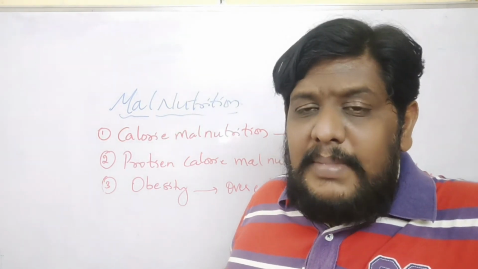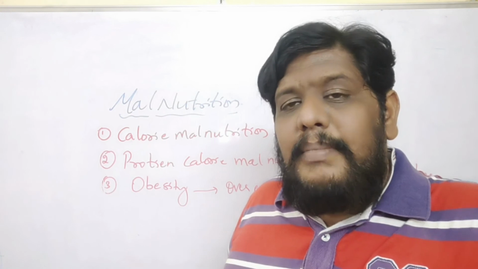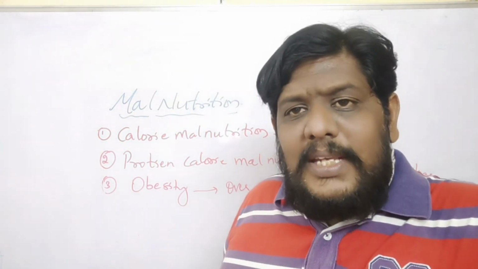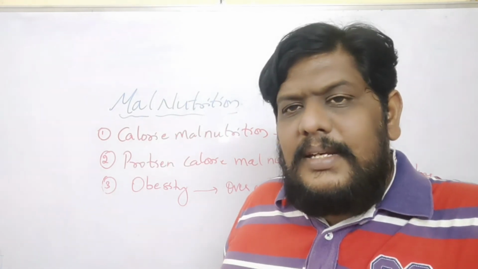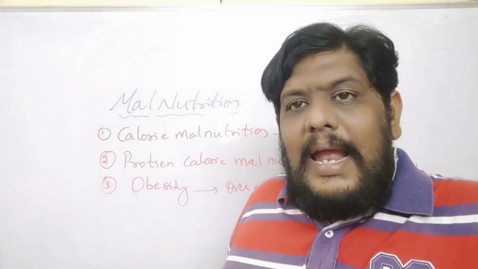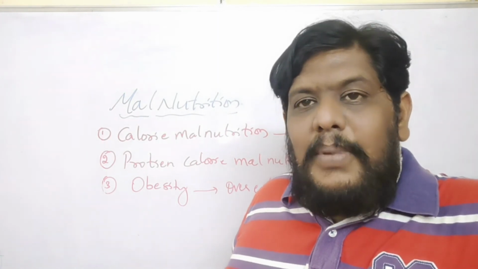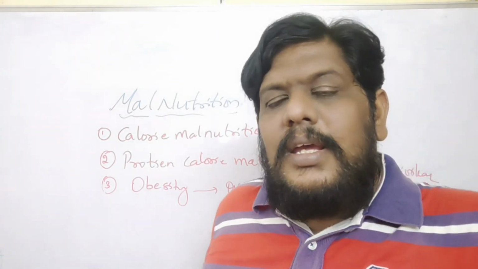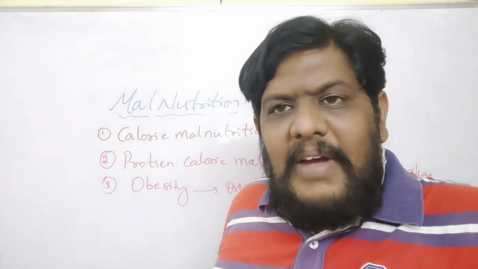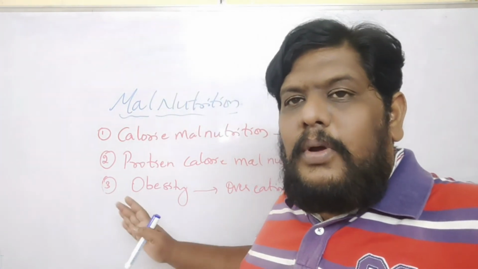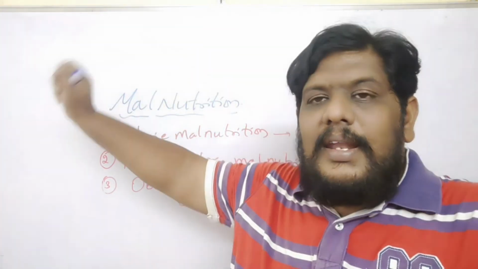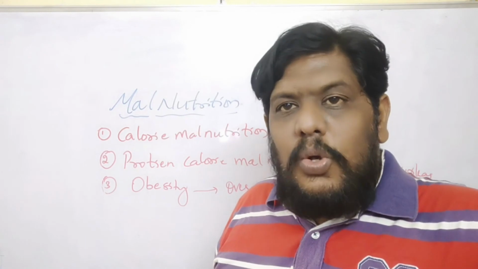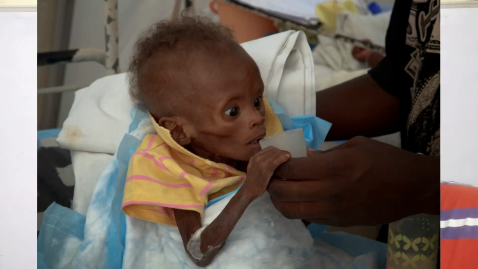Sometimes Marasmus can be seen in places where people suffer from famine. Famine in the sense where the people will not get a proper amount of food, isn't it? They will not get a proper amount of food and they have to starve, and because of this starvation they will not get proper amounts of carbohydrates or proteins or fats, which will lead to a problem called protein calorie malnutrition, which will result in a disease called Marasmus. So you can see the pictures of several children who are suffering from Marasmus.